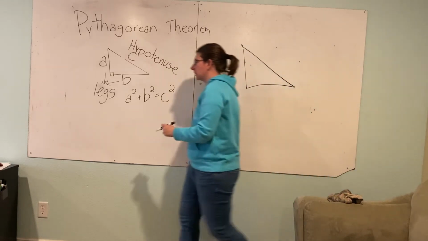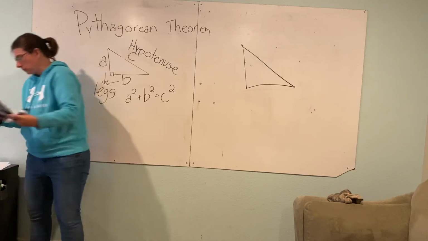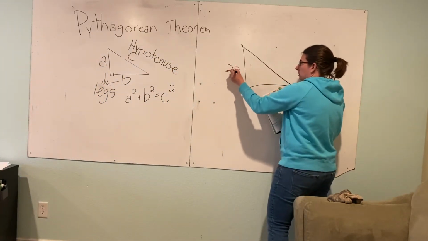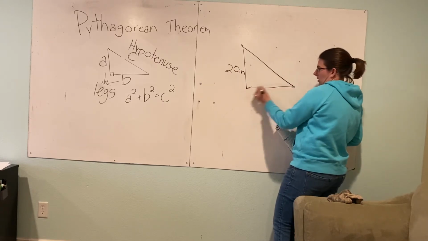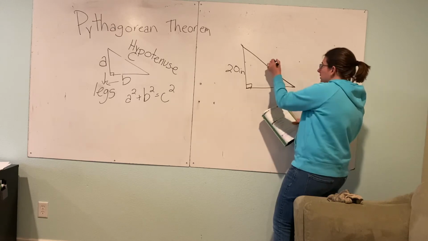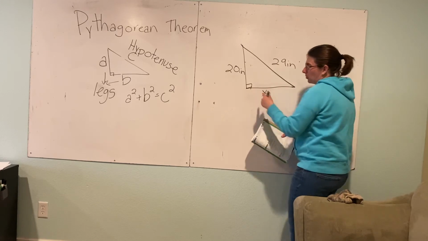Let's try another example here. Okay. This time this is 20 inches. We're going to use our imagination and pretend that's a right angle there. This is going to be 29 inches. And we don't know what this is.